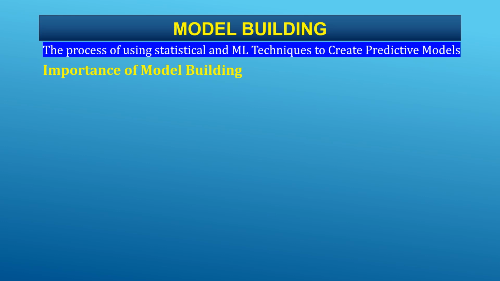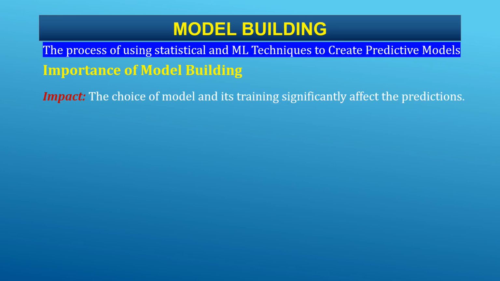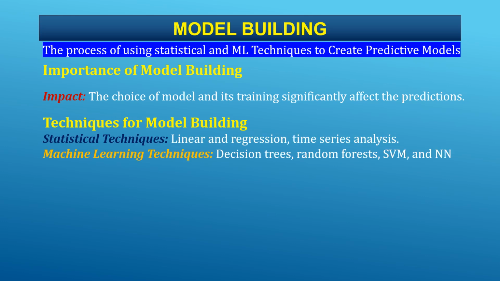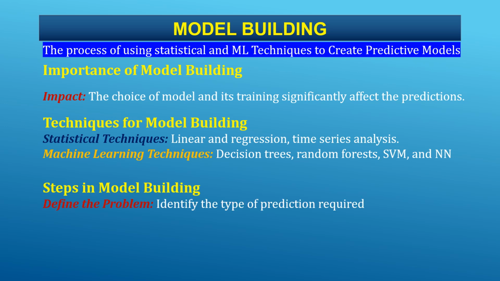Importance of model building. Crucial step: building accurate predictive models is essential for making reliable predictions. Impact: the choice of model and its training significantly affect the quality and performance of predictions. Techniques for model building: statistical techniques, linear regression, logistic regression, time series analysis, and machine learning techniques, decision tree, random forest, support vector machines, neural networks.